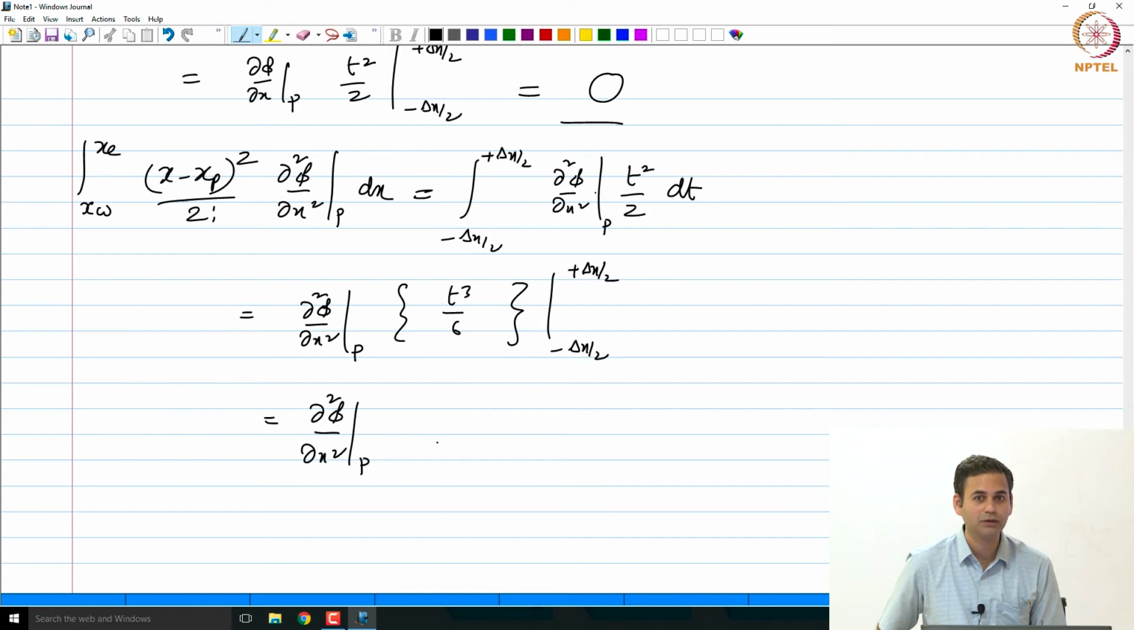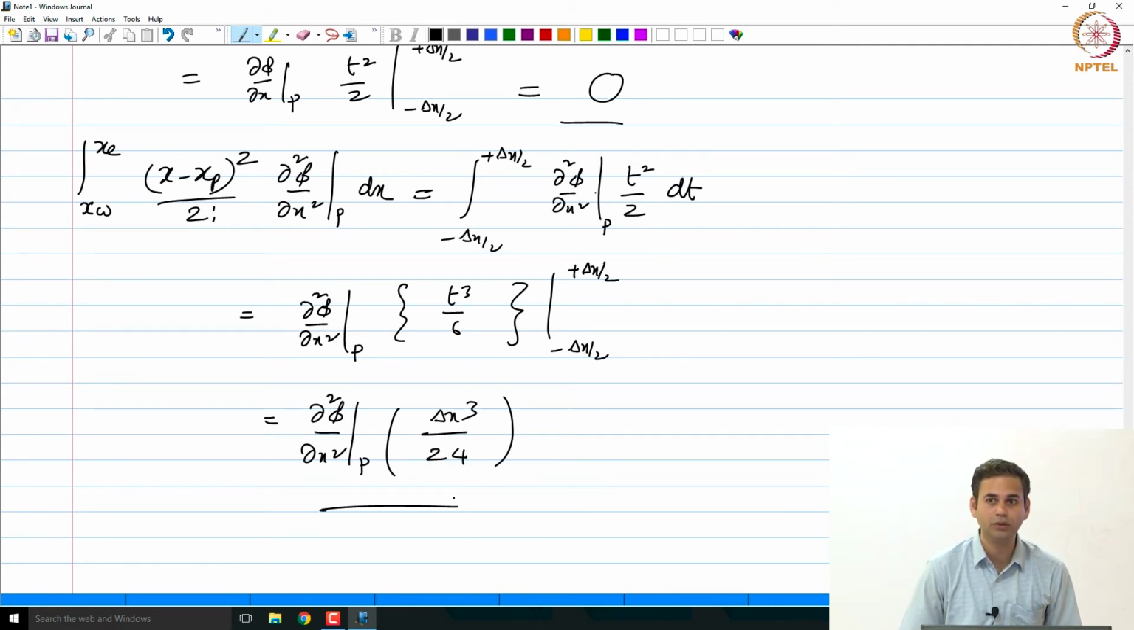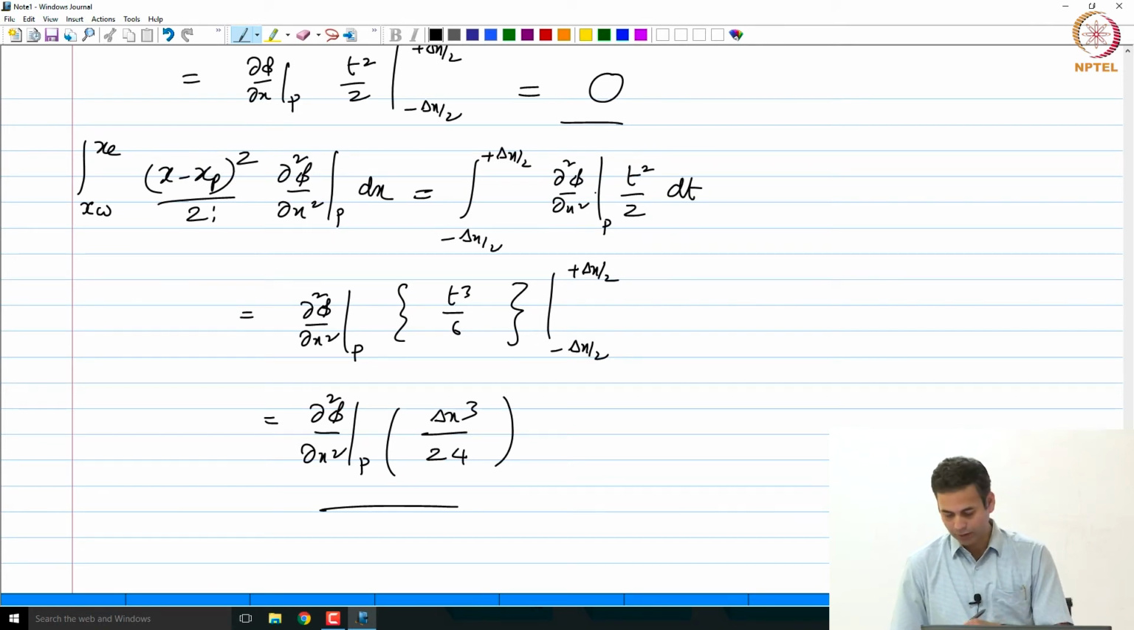Sorry, this will be delta x by 2 to the cube, so 2 cubed is 8, times 48, right, in the denominator, and you have 2 such 1/48 terms. So that will be 1 upon 24. So this will be delta x cube by 24, that is what you would get. Fine. Now, let us go back and put it back into our equation.